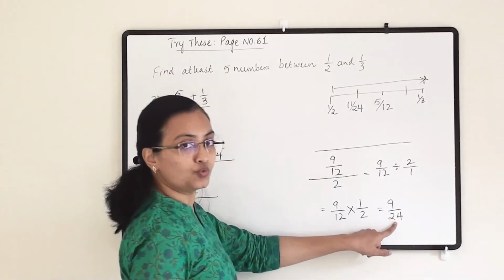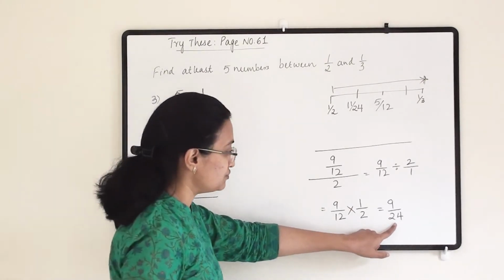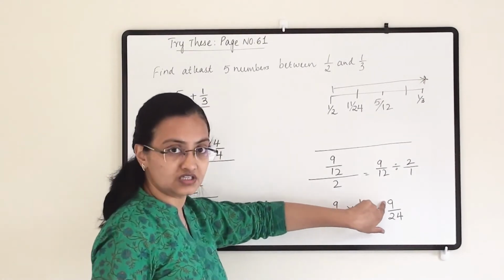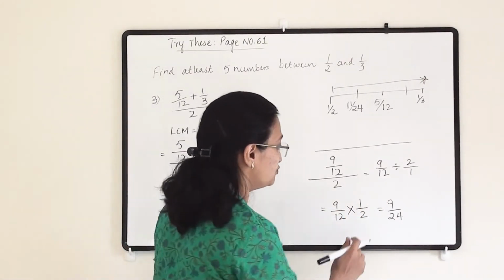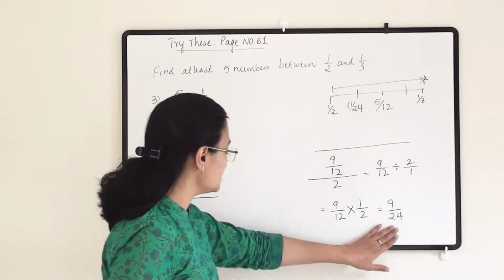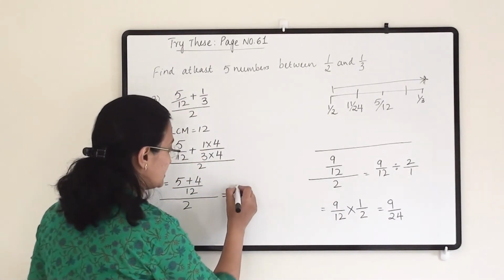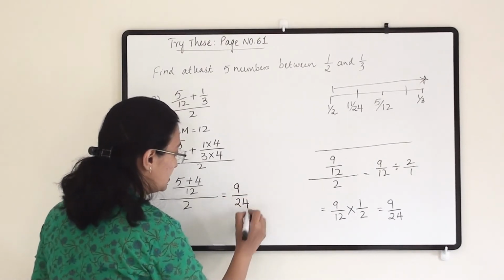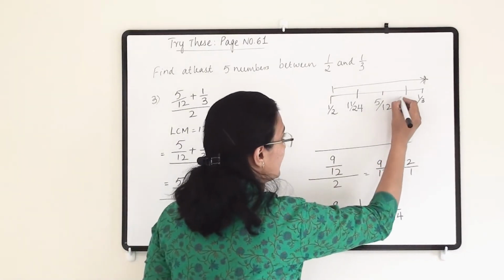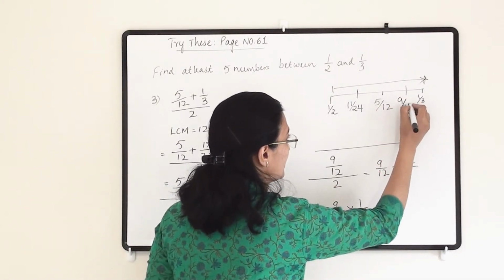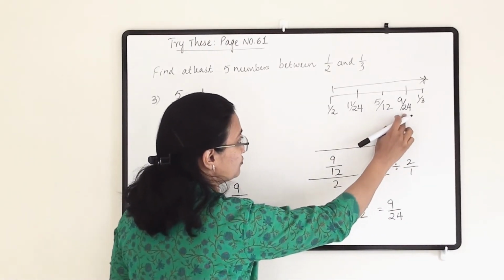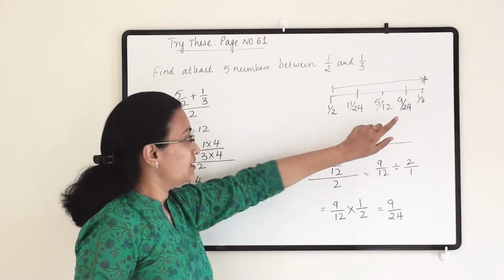If you want, you can reduce it further, since 8 into 3 is 24 and 3 into 3 is 9. If you want to reduce it you can write the reduced form, otherwise this number is okay. So we get 9 divided by 24. This is the average number between these two. We are keeping it as it is, not writing the reduced form. So that is 9 divided by 24. This is our third number.